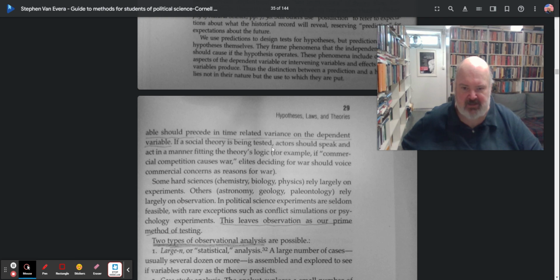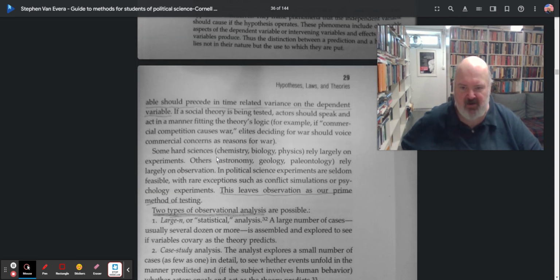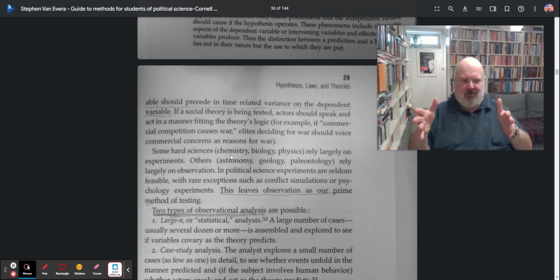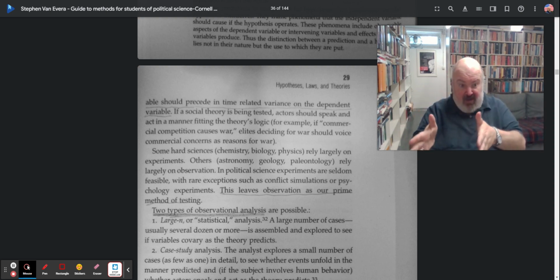If a social theory is being tested, actors should speak and act in a manner fitting the theory's logic. For example, commercial competition causes war. Elites deciding for war should voice commercial concerns as reasons for war, right? They should behave as the theory predicts. In other words, if we're testing a theory, actors should speak and act in a manner fitting the theory. Right? There has to be a connection. What they say or do must fit the definition of what you claim they're doing.